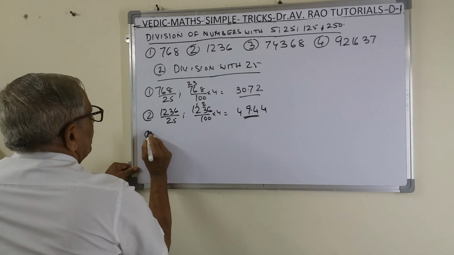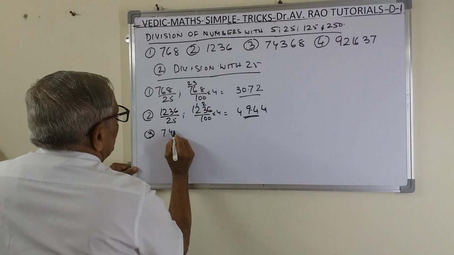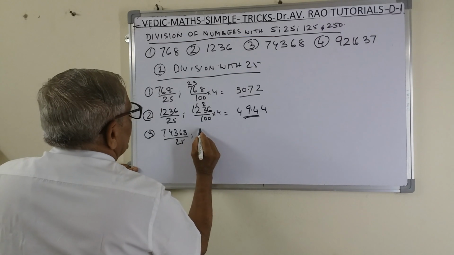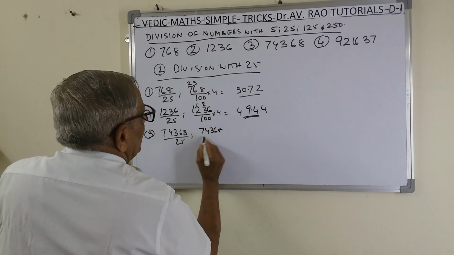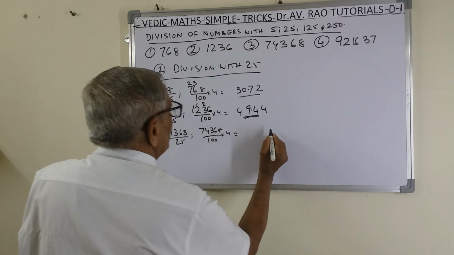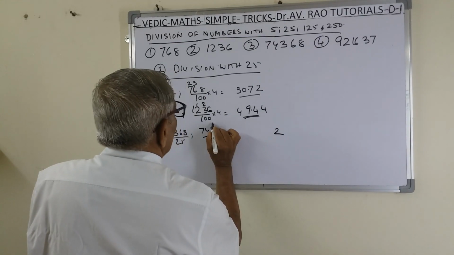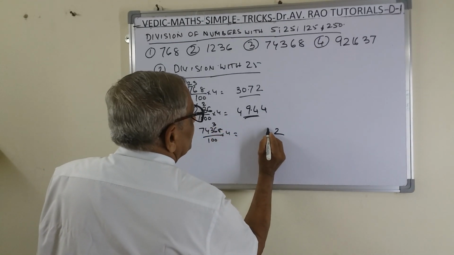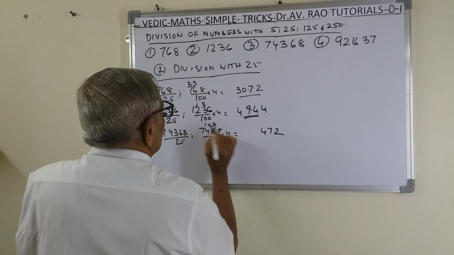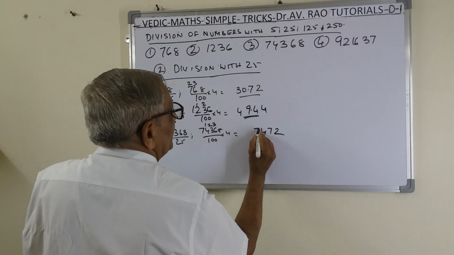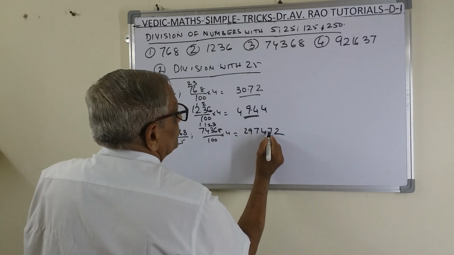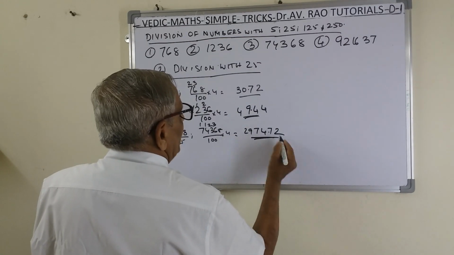Third example, 74368 by 25. It can be written as 74368 by 100 into 4. Now multiplying this with 4, 4 8s are 32, 3, 4 6s are 24 plus 3 is 27, 2, 4 3s are 12 plus 2 is 14, 1, 4 4s are 16 plus 1 is 17, 4 7s are 28 plus 1 is 29. So put a dot after two places. This will be the answer.